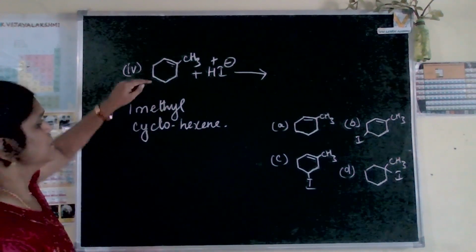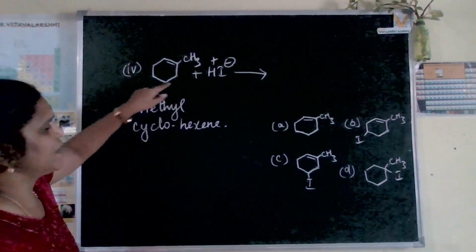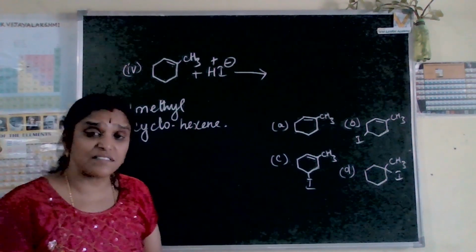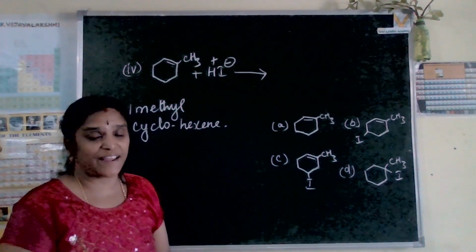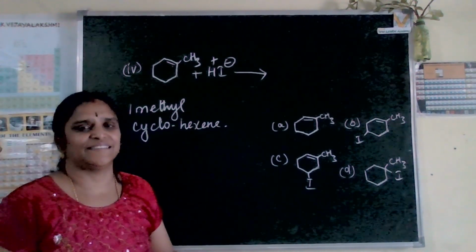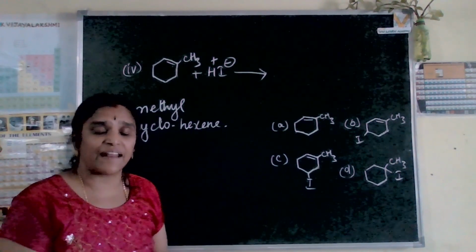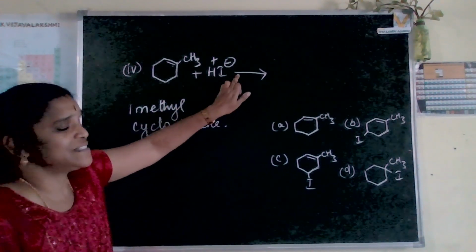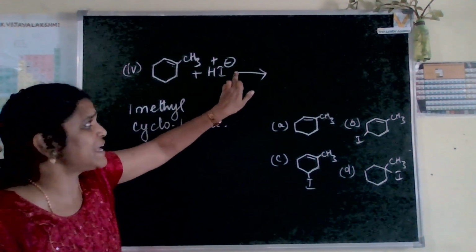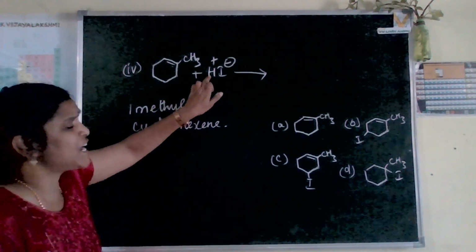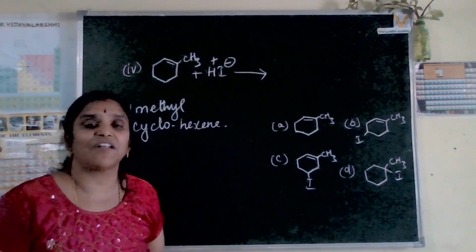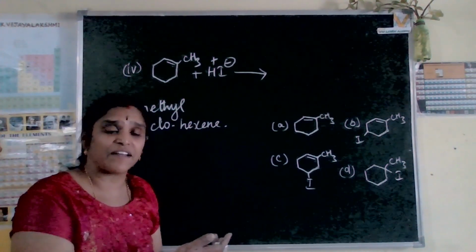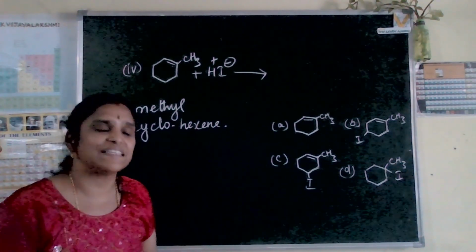The next question: 1-methyl cyclohexene reacts with hydrogen halide. What is the product? As you look, this is an unsymmetrical cyclic alkene, right? Unsymmetrical alkene, and it reacts with hydrogen halide. It is 100% Markovnikov's rule only. So this is H plus and I minus, Br minus, Cl minus; here they have given I minus. Now where will the H plus ion attach and where will the I minus ion attach? H plus will attach where there is a greater number of hydrogens, I minus will attach where there is a lesser number of hydrogens.